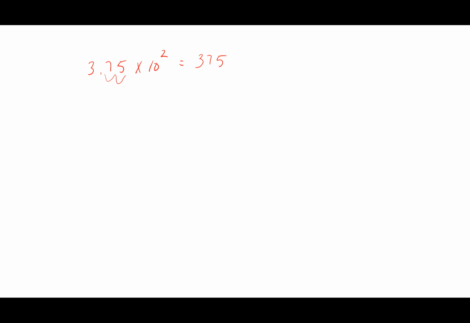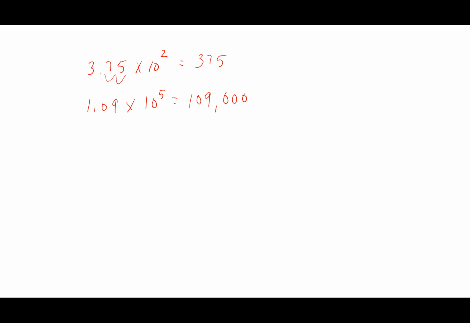Let's try another one. What if we had 1.09 times 10 to the 5th? So now we're going to move this decimal 5 places. So we move it 2, and then we're going to need to add 3 zeros. So that's going to be 109,000. Okay? So that's how you do those.